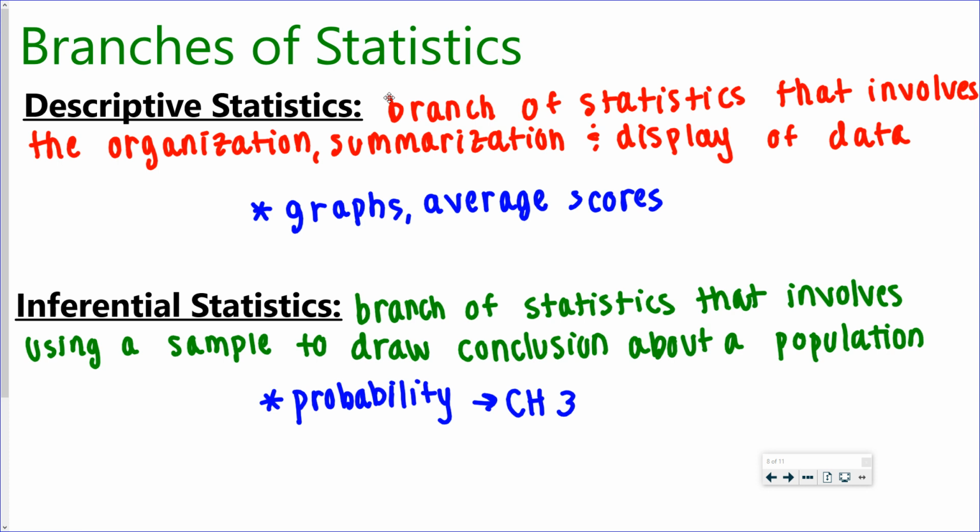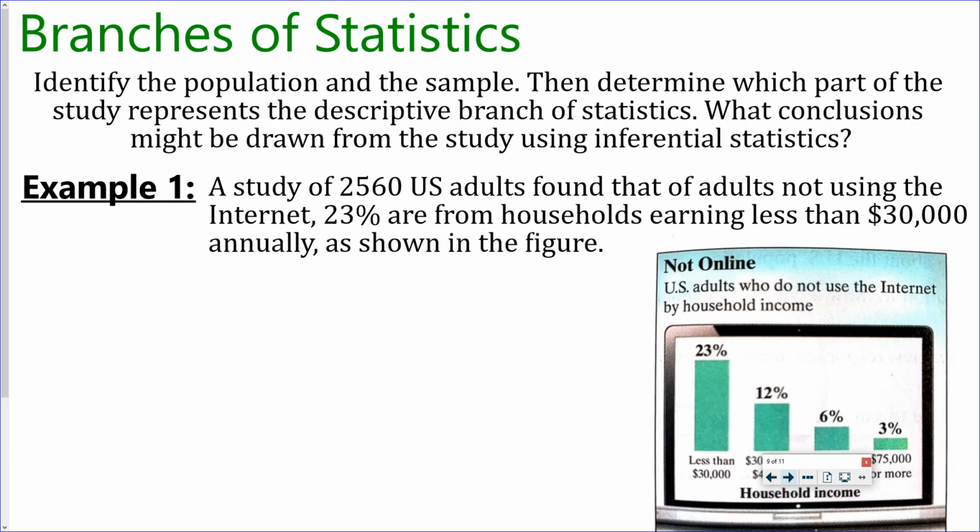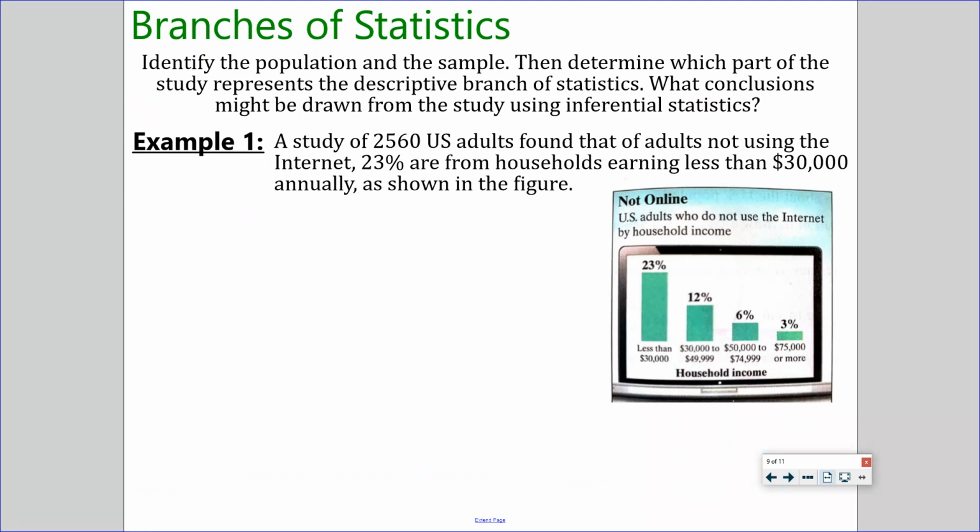Okay. Those are our different branches, different types of statistics, if you will. So let's do a couple example problems like this, practice identifying population and sample again, and also drawing what is descriptive from this and what's technically inferential statistics. So, putting those two vocab words into context a little bit. All right, so it says identify the population and the sample, then determine which part of the study represents the descriptive branch of statistics. What conclusions might be drawn from the study using inferential statistics?